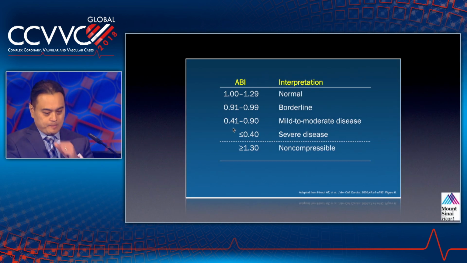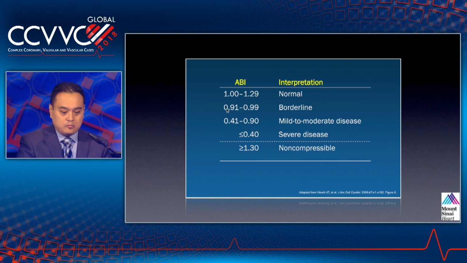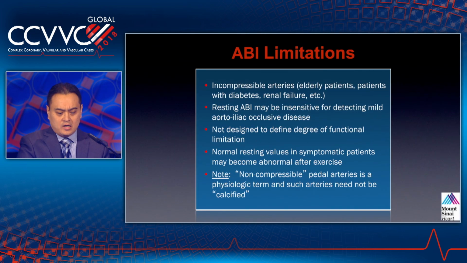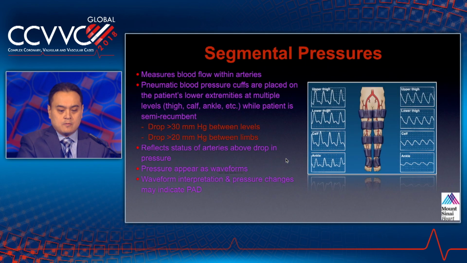What do the numbers mean? ABIs from 1 to 1.2 are pretty normal. Anything below that gives you borderline to mild to moderate disease. Anything greater than 1.3, which is super normal, could mean non-compressible arteries, which are very calcified arteries, so it gives you a false number. ABI limitations, again: non-compressible arteries, and normal resting values, while symptomatic patients may become abnormal after exercise.